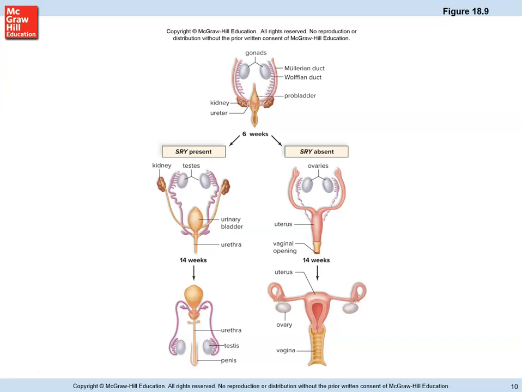But what you see here is you see gonads, you see the kidneys drawn in here, but you also see a pro-bladder device which can become bladder or not bladder, but we also have Wolffian ducts and Mullerian ducts.